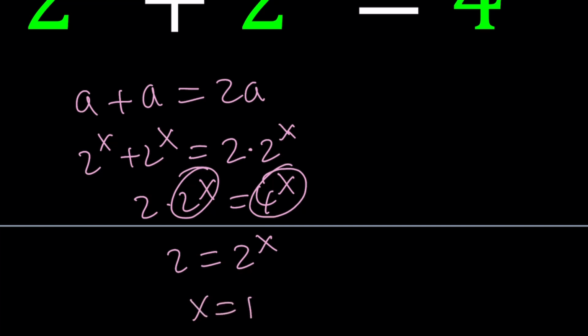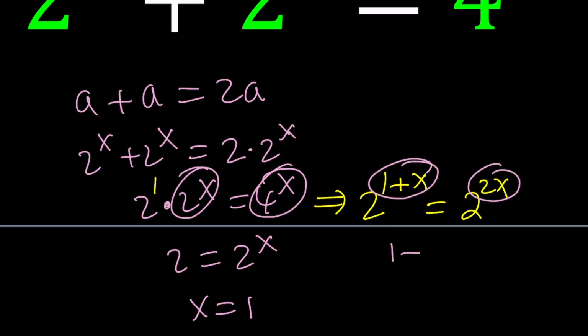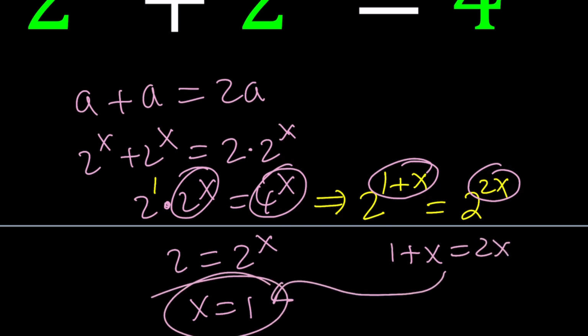You could also do the following. When you multiply two powers, you add the exponents. So from here, this is supposed to equal 2 to the power 1 plus x. And 4 can be written as 2 squared, to the power x, which is 2 to the power 2x. And then from here, you can say that, hey, 1 plus x is 2x, which again gives us the same solution. So no matter how you do it, you're going to get the same answer.